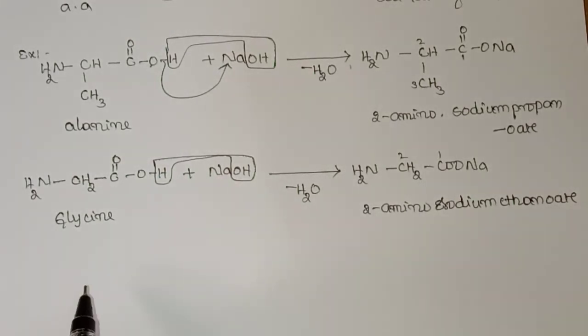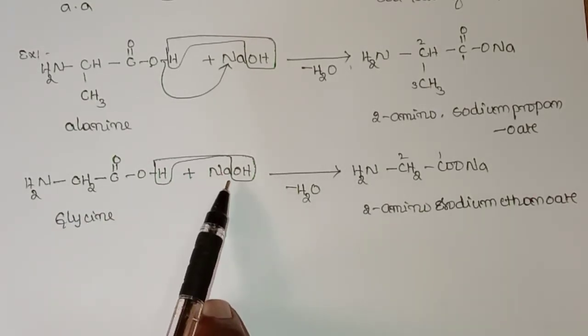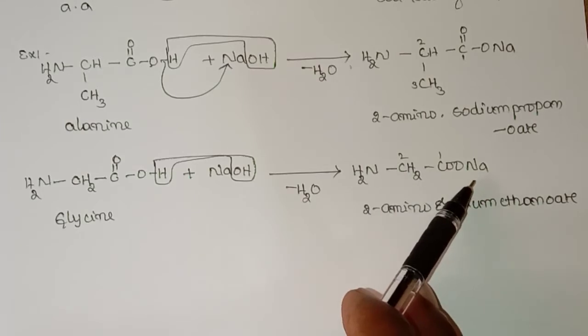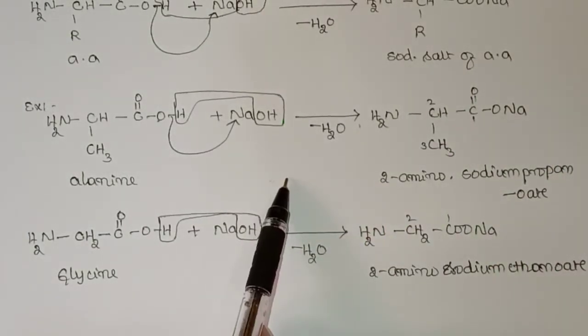So as a whole, what we can say is, when an amino acid is treated with a strong base such as sodium hydroxide, it results in the formation of the sodium salt of the corresponding amino acid.